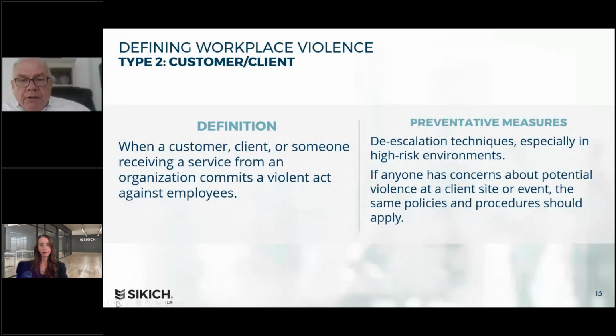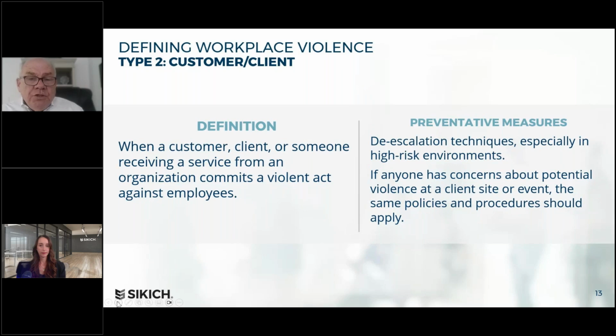So the customer client, this is another one. These acts most often occur as workers are performing their normal tasks in front of a client or customer, even on another job site. And so some of the preventive measures, when we're talking about this category of customer client, de-escalation techniques. Many of you have that experience where you've seen a client or a customer that's difficult to deal with and is escalating. So one of the preventive measures is de-escalation techniques. How do we take it down a notch? How do we prevent it from escalating into an act of workplace violence?